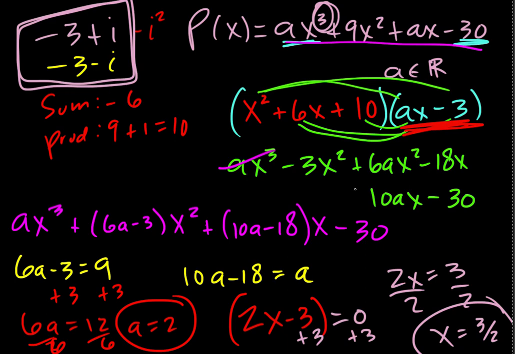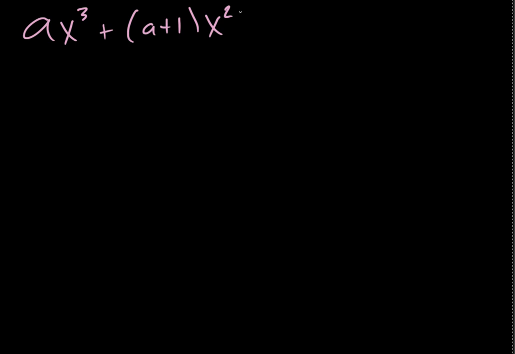Okay, let's do another example. Okay, so they give us ax cubed plus a plus 1 x squared plus 10x plus 15, and a is a real number.